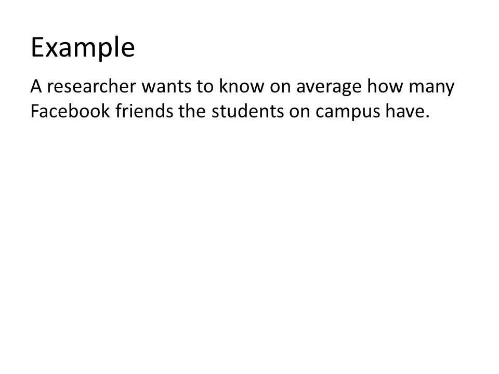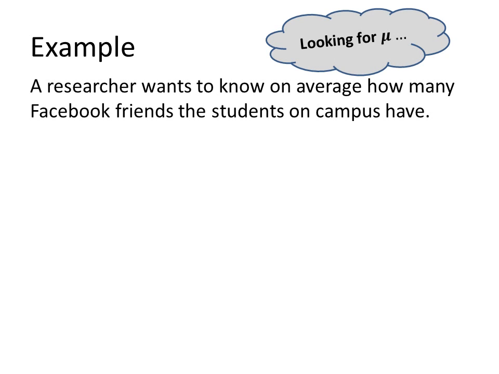So let's look at this guiding example. Suppose a researcher wants to know on average how many Facebook friends the students on a college campus have. What the researcher is looking for is a population parameter, that is an average that we'll call mu. This is the number that we would get if we asked every single person on campus how many friends they had and found the average of those numbers.